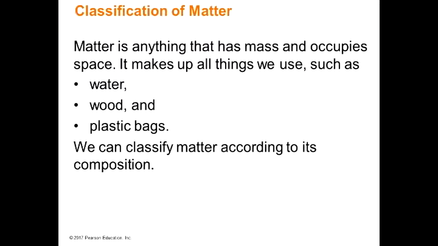All right, matter is anything that has mass and occupies space. Yes, you're matter, you matter. It makes up all things we use, such as water, food. These are just examples. Plastic bags. We can classify matter according to its composition, and we're going to talk about that and how we do that.